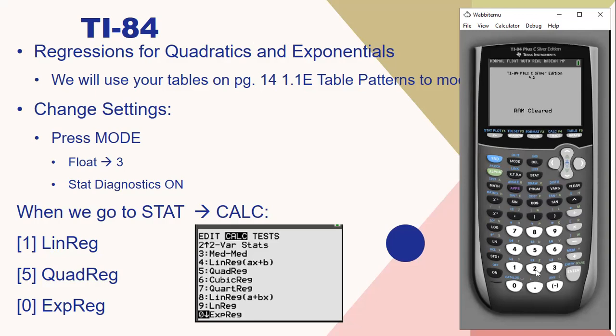All right, so now I've reset, I'm going to go ahead and do these steps for changing my settings. It says to press mode, and I'm going to go to float, and I'm just going to switch from float to 3. Do we see that? I'm going to press enter to save that change. And then it says I need to go down to stat diagnostics, and I'm going to turn them on. So I'm going to go down to stat diagnostics and turn them on.